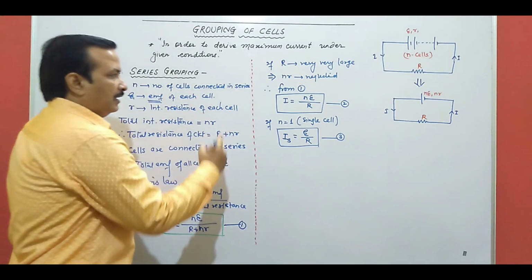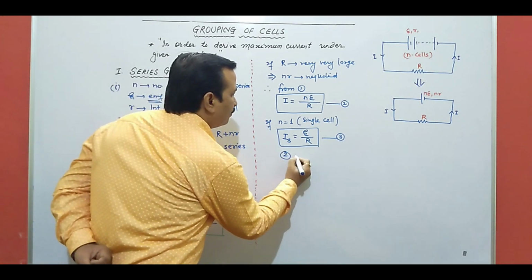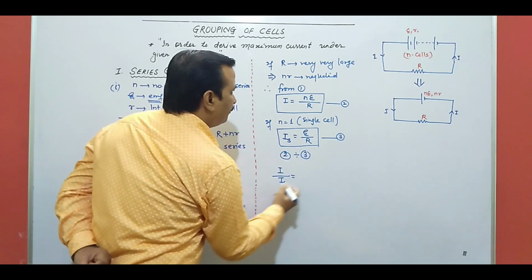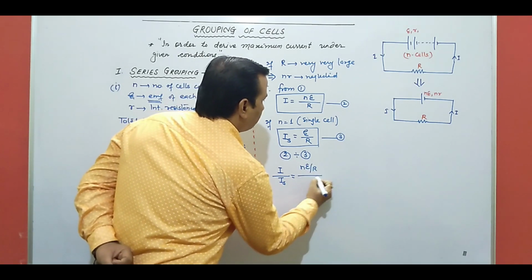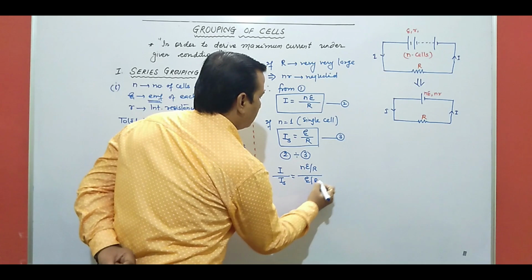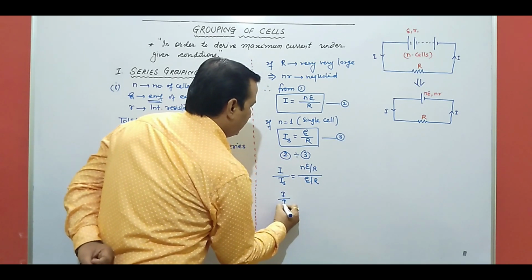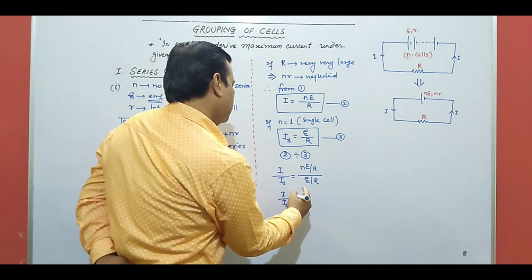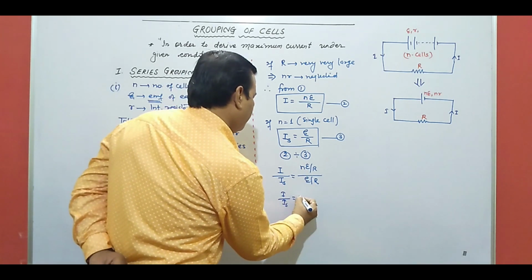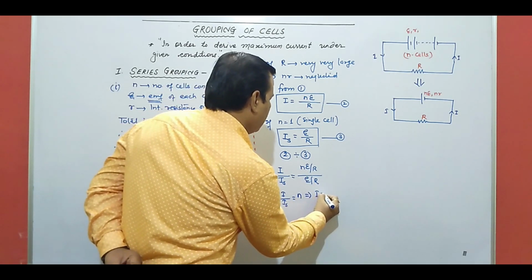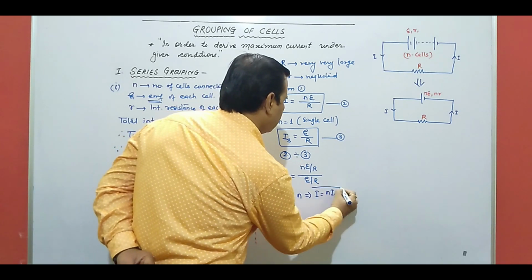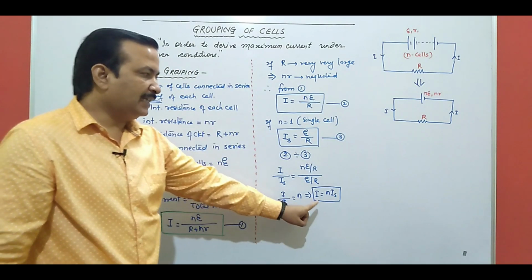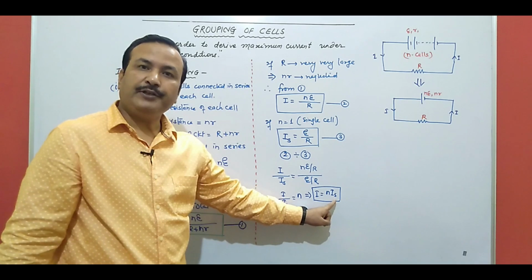If we divide 2 by 3, I upon Is will give you nE upon R upon E upon R. How much will it come? I upon Is is equal to, this R and R will cancel, right? And n, so we are getting only n. That means I is equal to n times Is. You can see here the total current flowing through the circuit is n times the current flowing through a single cell.